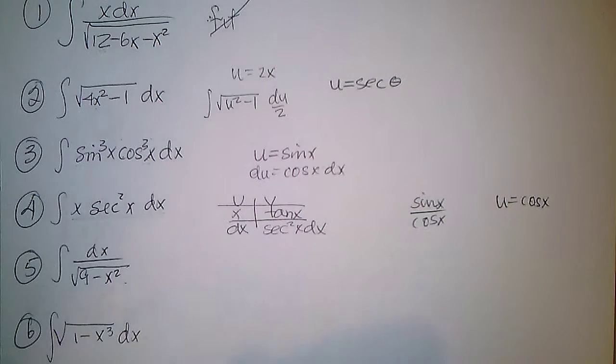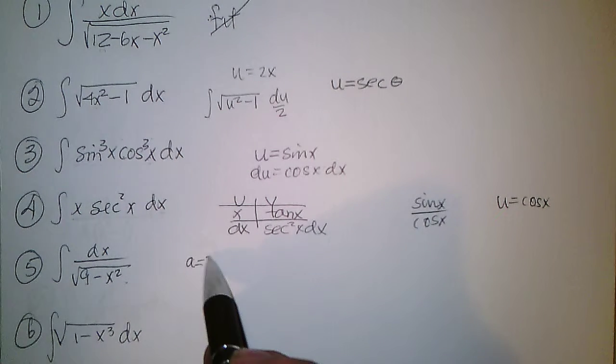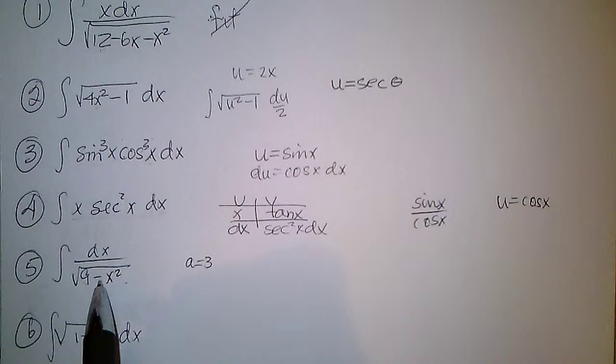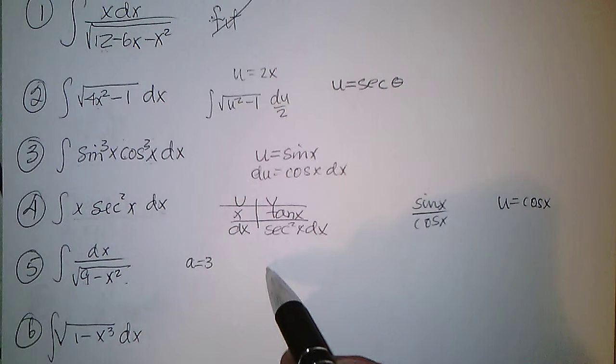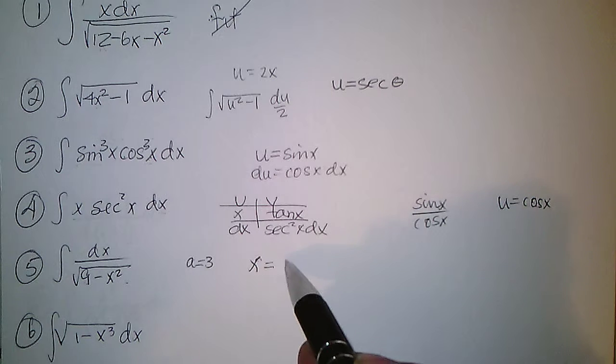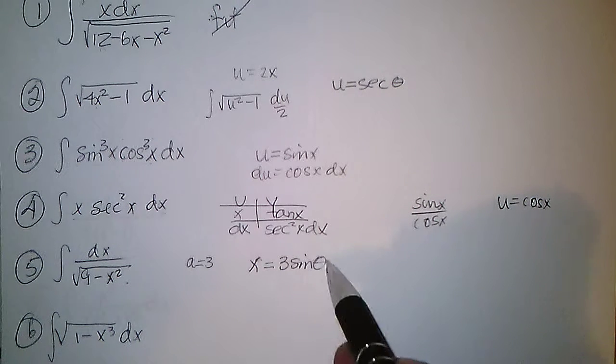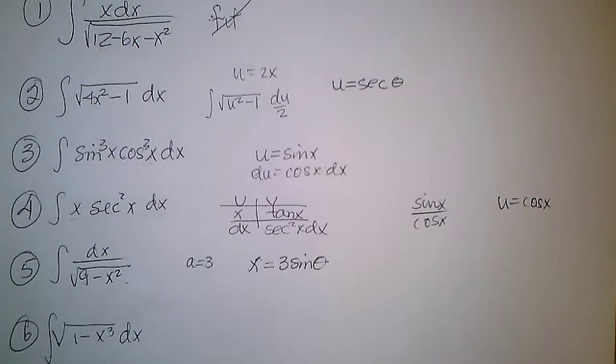This one looks like a trig substitution. It's a would be 3, so that's 3 squared minus x squared. And that's lined up to be x equals a sine theta. Do the trig substitution on that one.